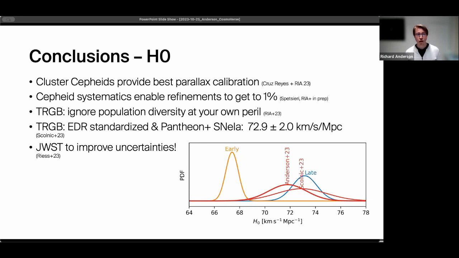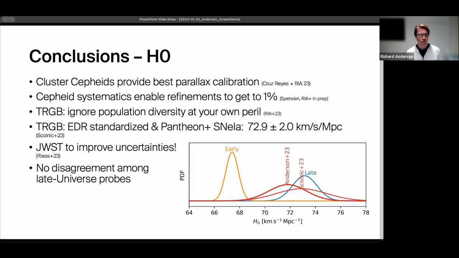Now with James Webb, this will really improve the uncertainties. And basically, once the TRGB moves to a higher value of H0, then there's not really any disagreement anymore among the late universe probes, at least not among the ones that have a really high level of precision.